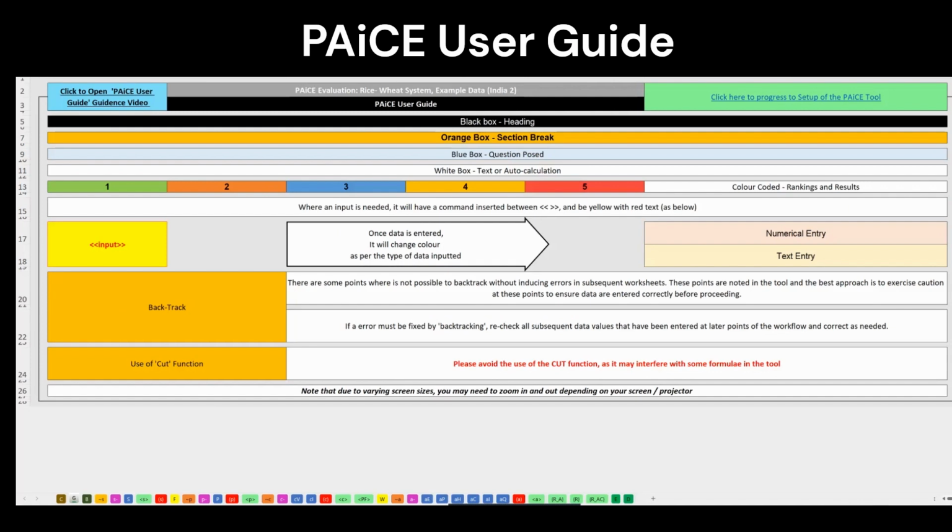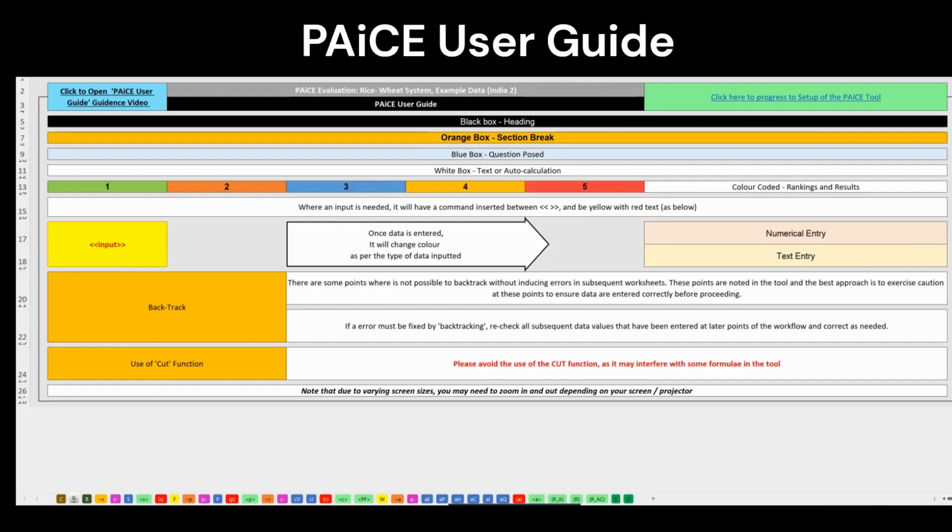The key to understanding the PAICE tool and how to use it is in the color codings that come through in the tool. The black boxes suggest that there is a heading, while the orange boxes are a section break, and the blue boxes are the question posed.